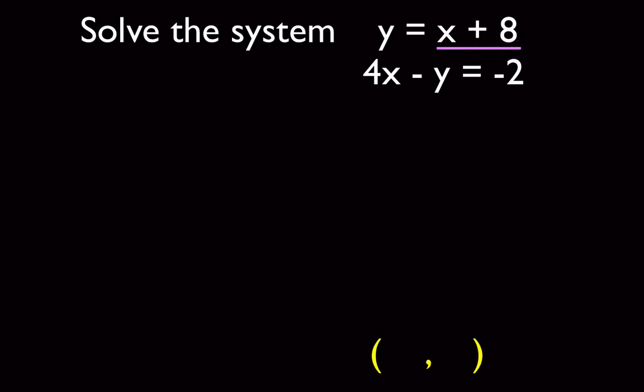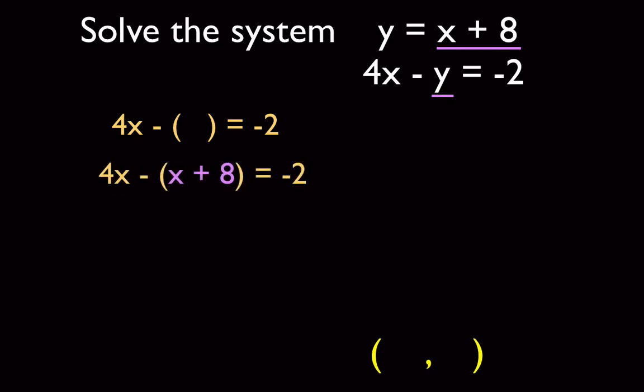Okay, so the first thing I like to do is identify what's going to get substituted. I'm going to take that y and switch it out for x plus 8. So I'm going to rewrite the bottom equation with parentheses instead of that letter y. Take a second to make sure you understand what I just did there. Okay, now I'm going to replace that with x plus 8.